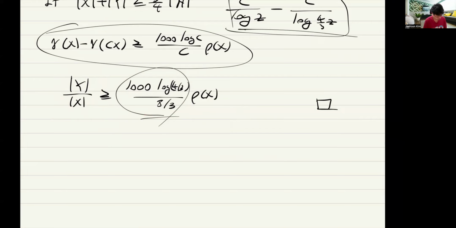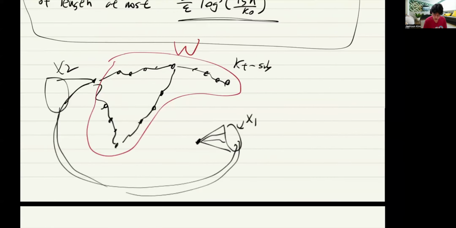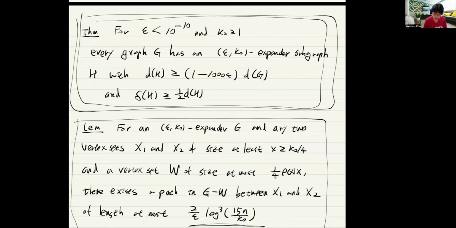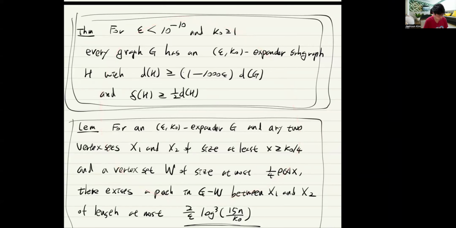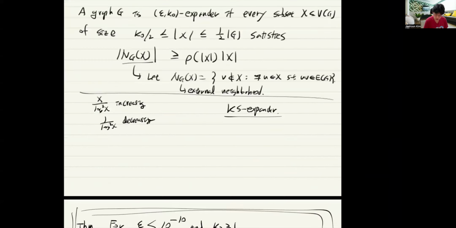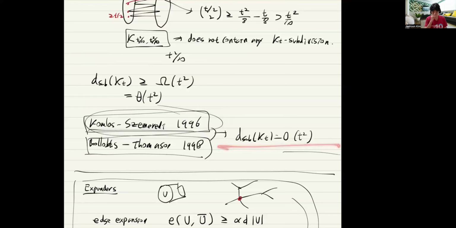Okay, so now we have collected these two theorems. And in the next video, we will use this to prove the result by Komlós and Szemerédi that a constant times t-squared average degree guarantees a copy of a subdivision of K_t. Okay, thank you for listening. I will see you in the next video then.